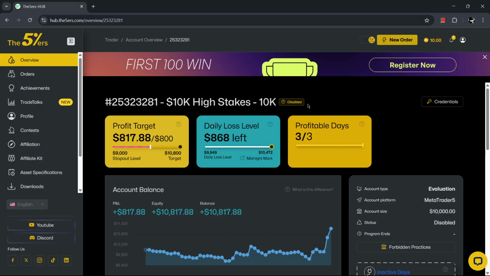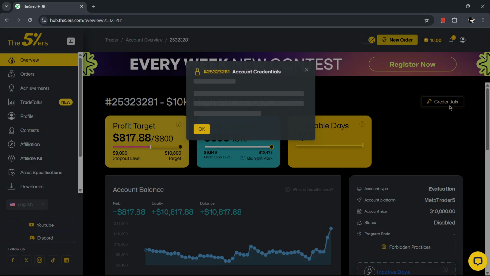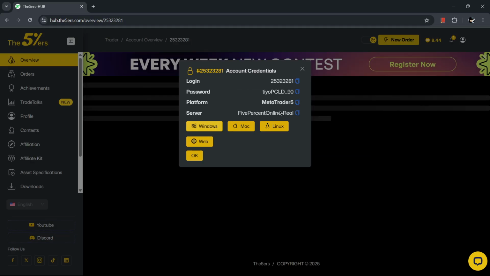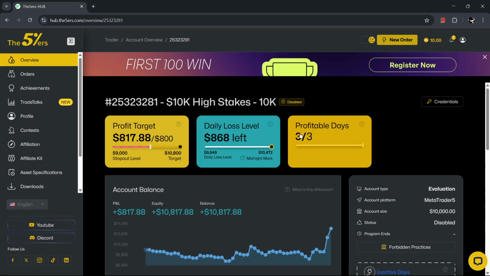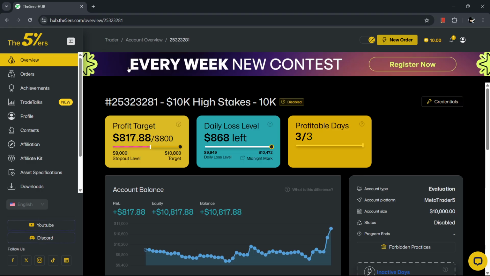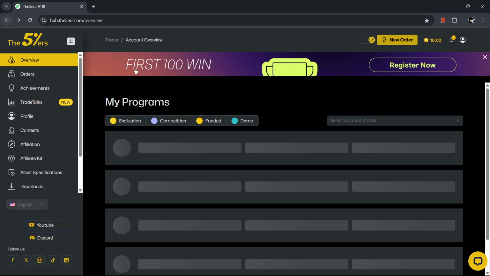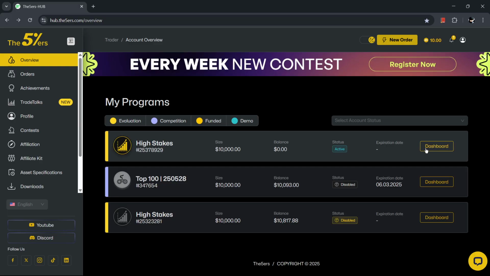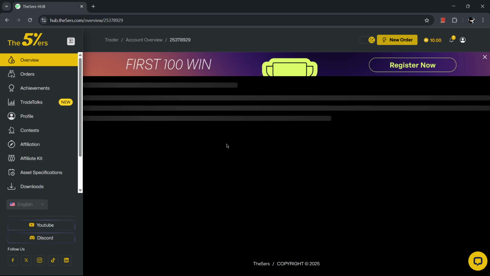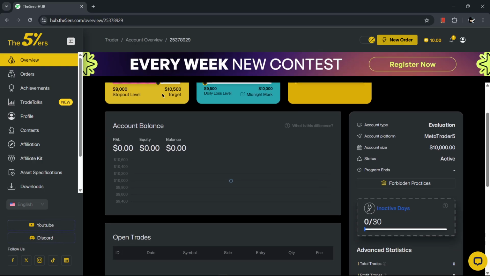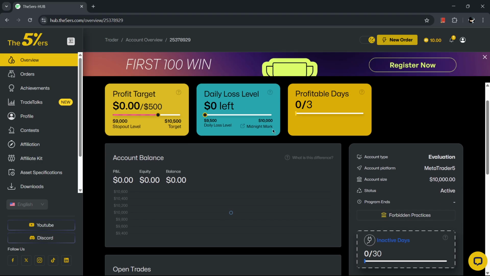It's my 10K account. No credentials will be available. There is no use for these credentials. So tomorrow onwards, I think I will be trading this account. I need to make around $500 on this account to pass.